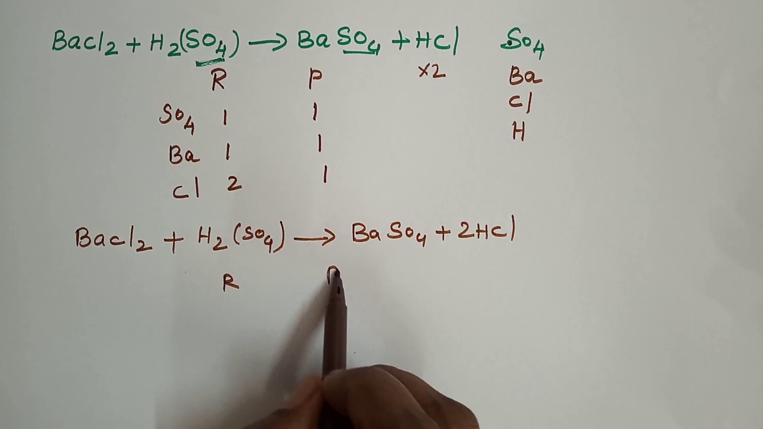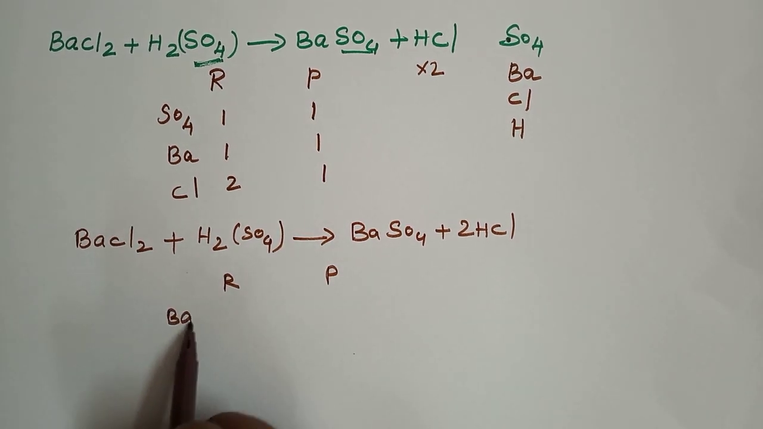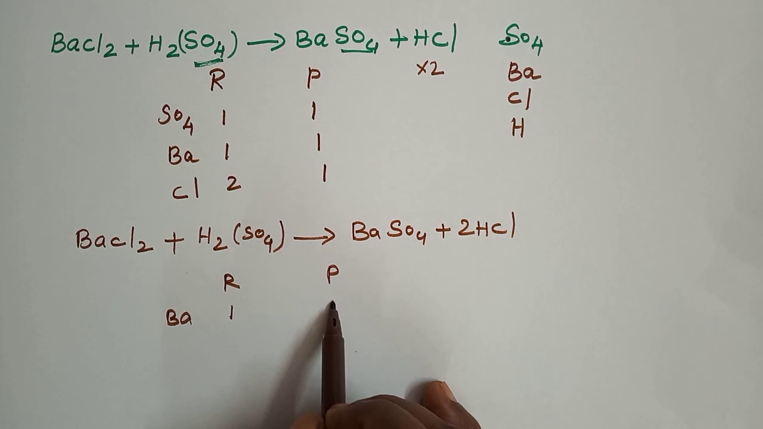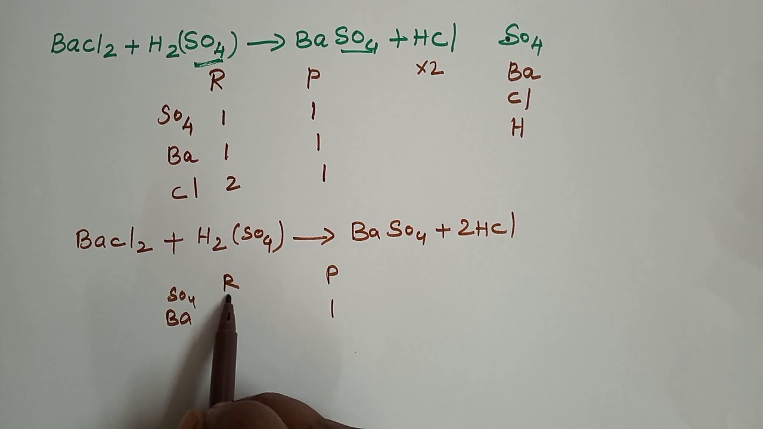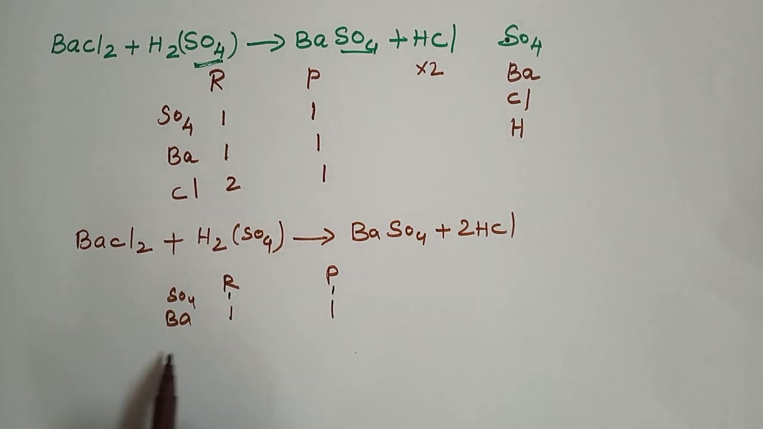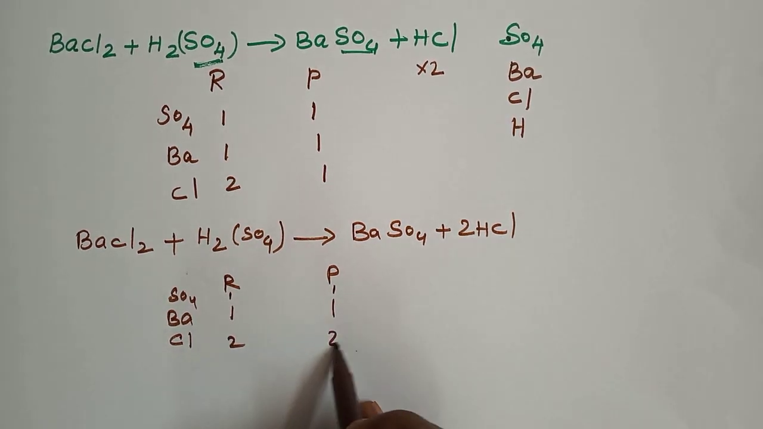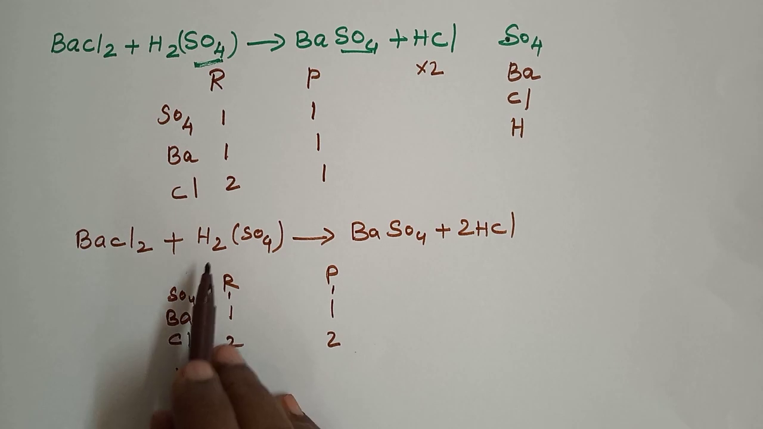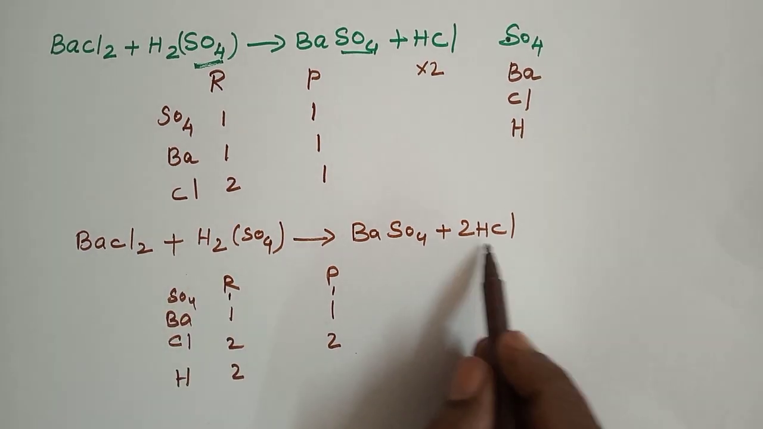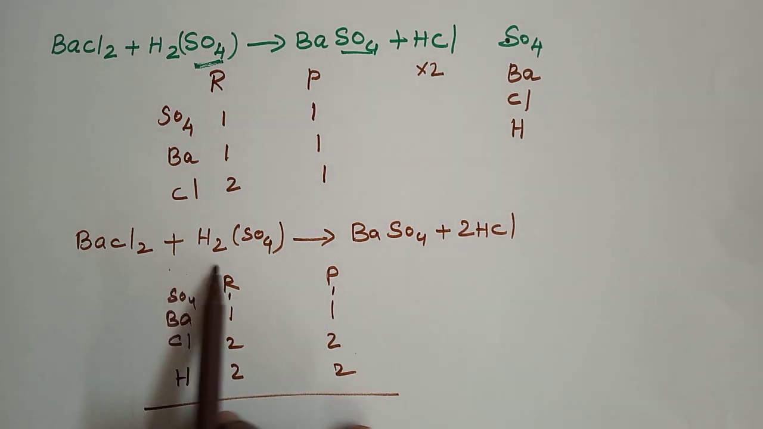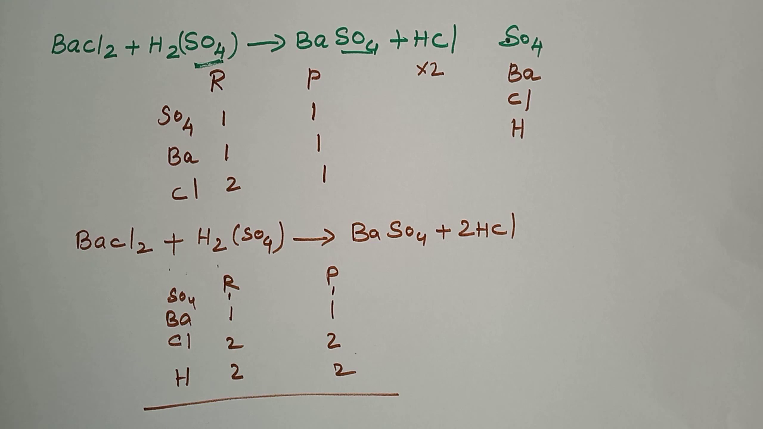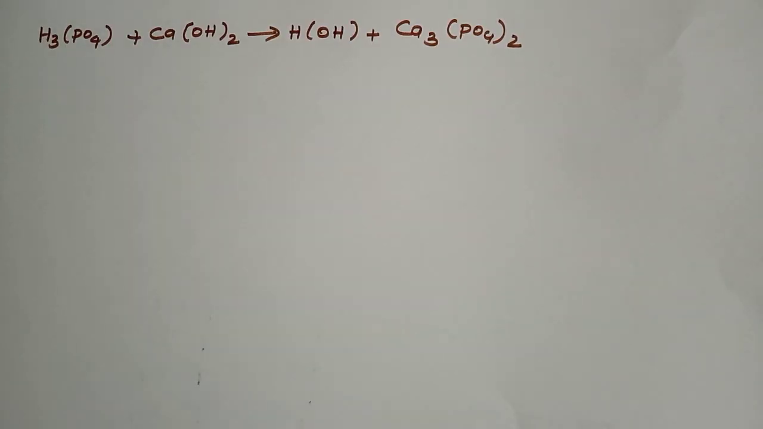Reactant side, product side. First, barium. How many barium? 1. This side, 1. Next, SO4. How many? 1, 1. Barium, 1, 1. Next, chlorine. How many? 2. Here, 2. And how many H? 2. Here, 2. So this equation is balanced. This is the new balanced equation. Understood? This is the last equation we are going to balance.